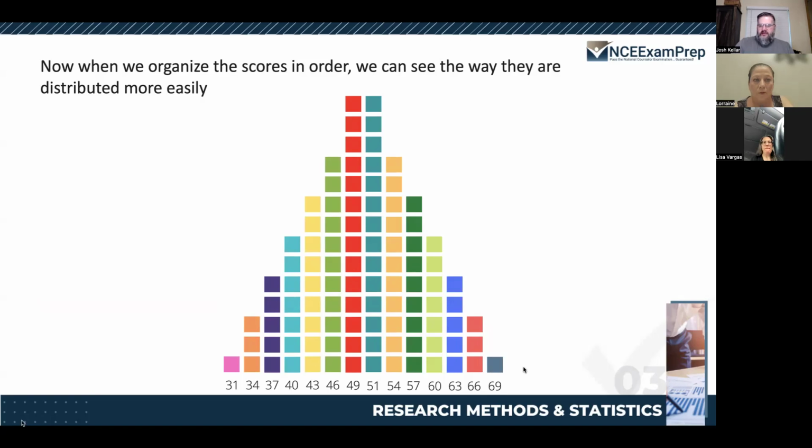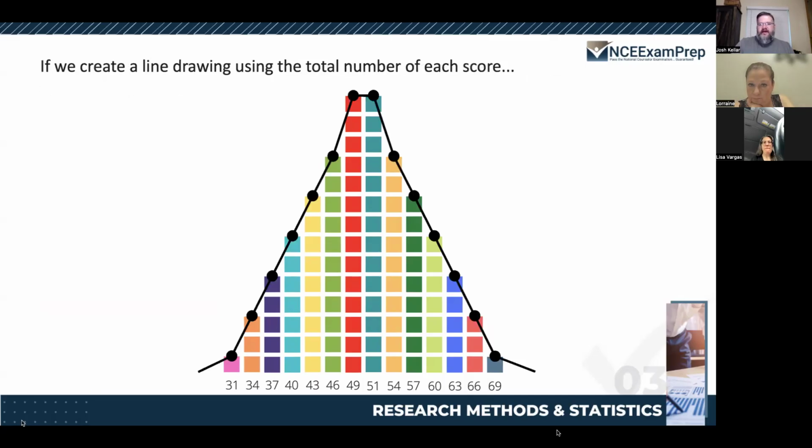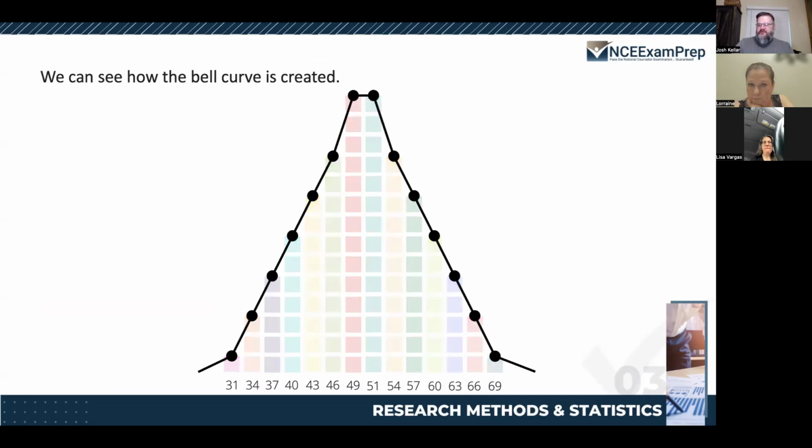You'll see earlier I mentioned the gray score was 69. That was the highest score on this test. 37 had 5, so it falls over here. And so if we create a line drawing using the total number of each score, we can kind of see how the bell curve is formed using that data.